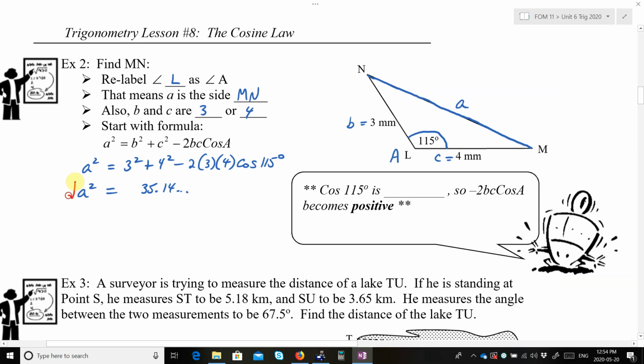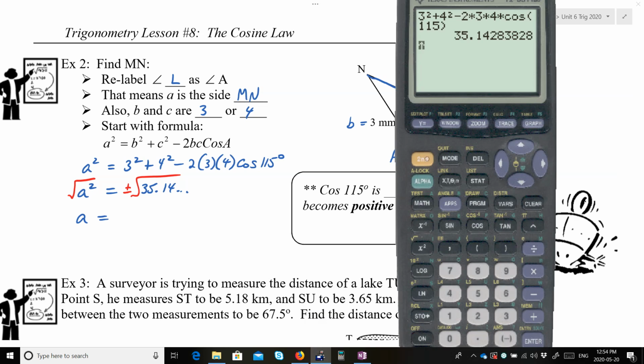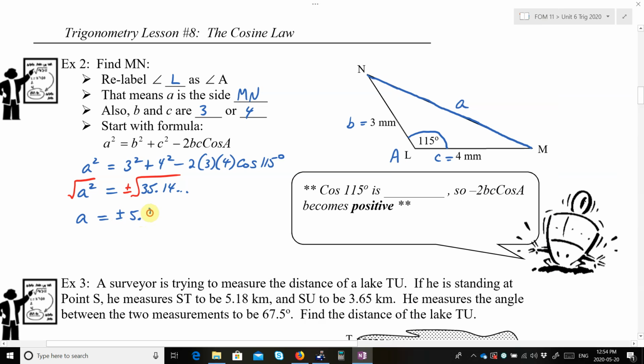And then to get a by itself, I go square root, plus or minus could work mathematically. I'm going to go second function x squared to get square root, and second function negative sign to put the answer in there, close the bracket, press enter. A is equal to plus or minus 5.9. Therefore, A is equal to 5.9 millimeters. Again, we are going to reject the negative answer.